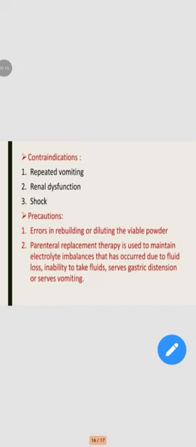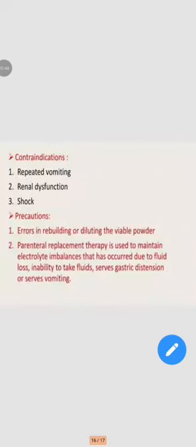Then the contraindications: repeated vomiting, renal dysfunction, and shock. The precautions: errors in reconstituting or diluting the powder. Parenteral replacement therapy is used to correct electrolyte imbalances that have occurred due to fluid loss, inability to take fluids, severe gastric distension or severe vomiting.